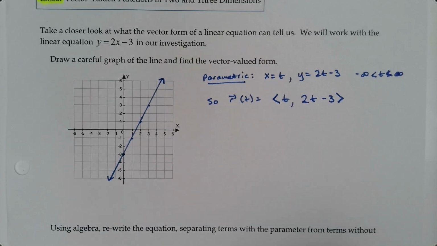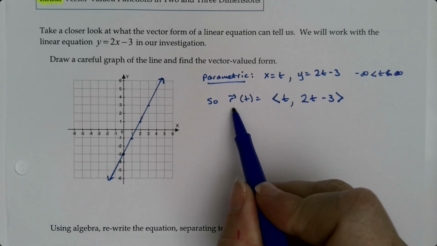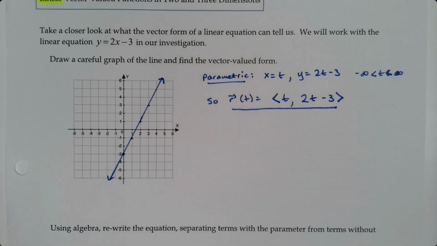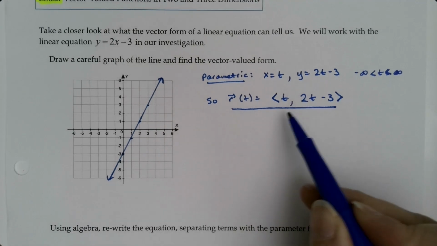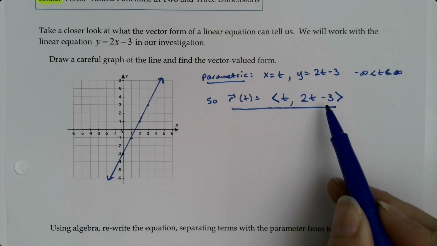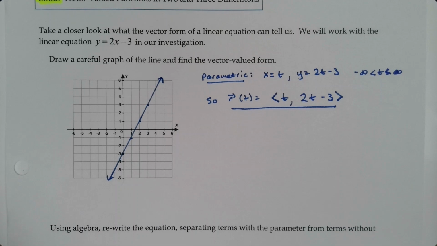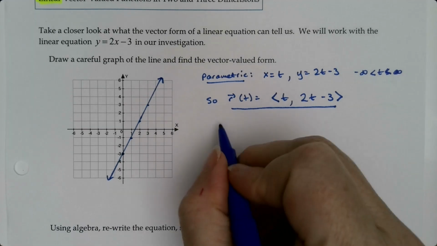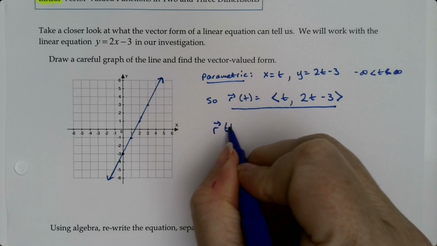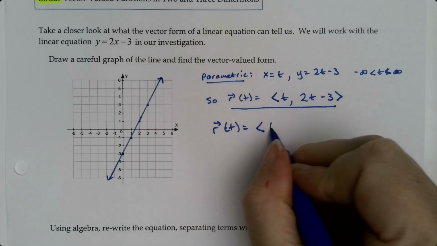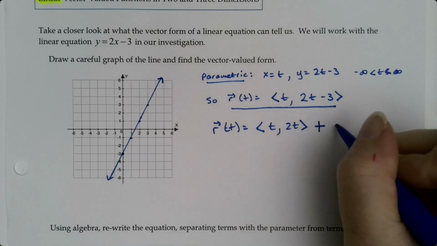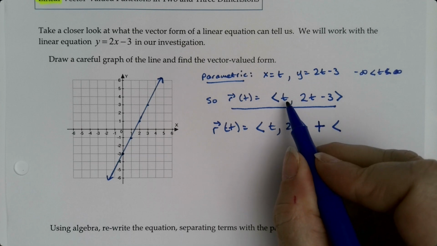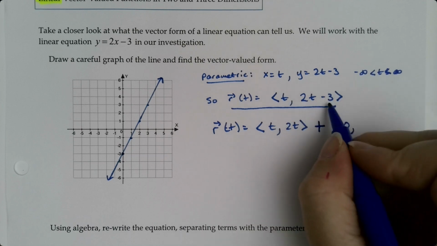Now, this is correct, but it's not the most common way that we write it, or it is one of the common ways we write it, but there's another way as well. And that is to break off the t components and the number components into 2 separate vectors that are added. So if this was the case, that would mean that r of t is also equal to the vector t, 2t plus the vector, well, there's no numerical component here, so 0, -3.